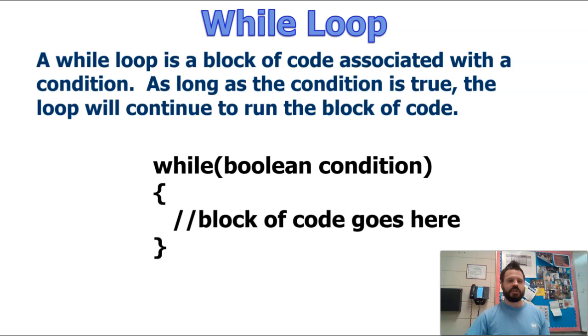As far as the definition goes, we'll say a while loop is a block of code associated with a condition, and as long as the condition is true, the loop will continue to run the block of code. So again, it works a lot like a conditional statement, a lot like an if statement. Instead, though, we have while, we have a Boolean condition, something that will evaluate to true or false. And then between my braces goes that block of code that runs as long as that condition is true.